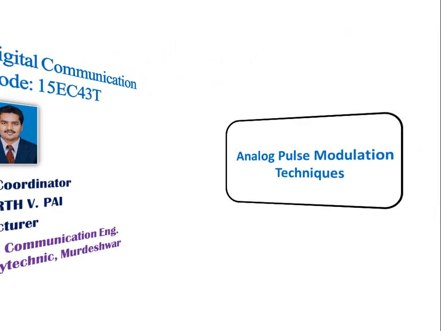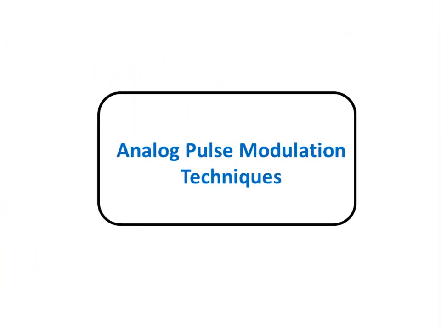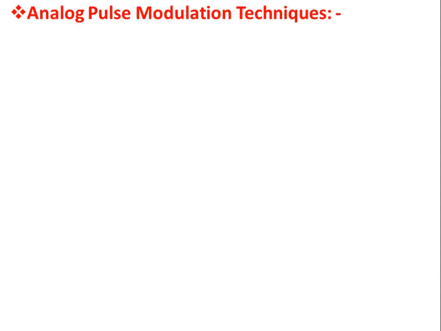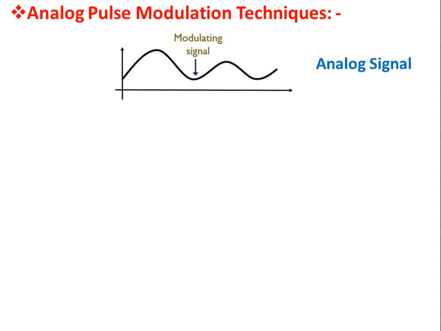Today in this session, I will be teaching you a new topic, that is analog pulse modulation techniques. In digital communication system, analog pulse modulation is one of the modulation techniques which is used to process the analog signal and transmit the same to the receiver side through communication channel. Here in this modulation technique, analog signal is also called the original signal, or sometimes it is called the modulating signal.